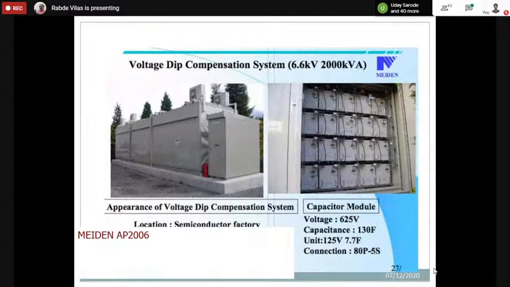This is also used for voltage dip compensation. We said there are sags and surges on the main grid, and you can see sometimes our lights dimming or getting bright. This supercapacitor system made by Maiden can take care of that, and each module has 130 farad, and grid voltage is 625 volt. So this is also another popular system in Europe for grid balancing.